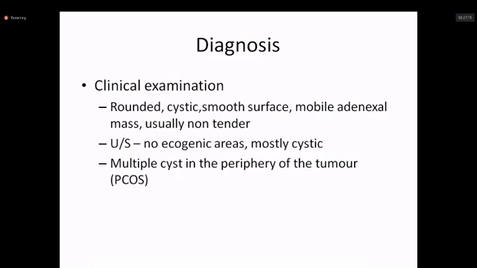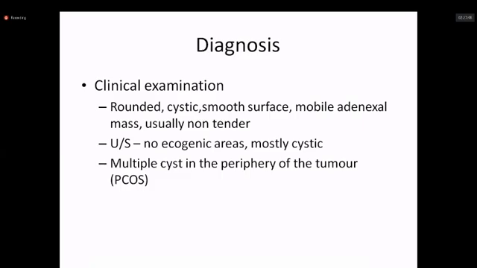Diagnosis: if it's a married person, we can do a clinical examination, a bimanual examination. These are very small, 3 centimeters, 4 centimeters, 5 centimeters. As I said, they are mobile, they are benign cysts. Benign cysts are not adherent to other structures, they are mobile. And then on ultrasound scan, the contents are mainly cystic. There are no solid areas.